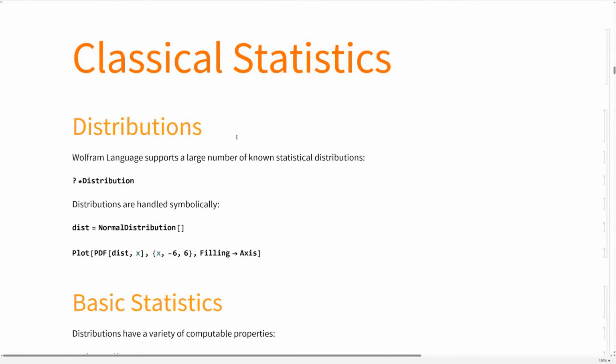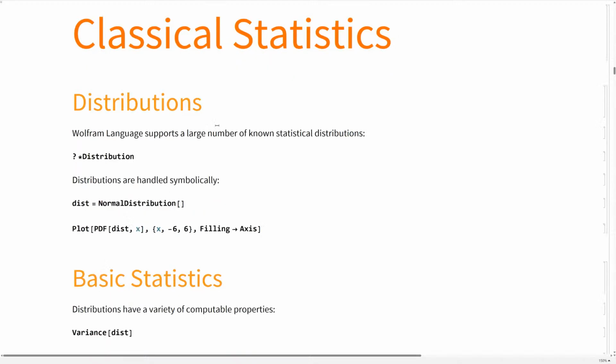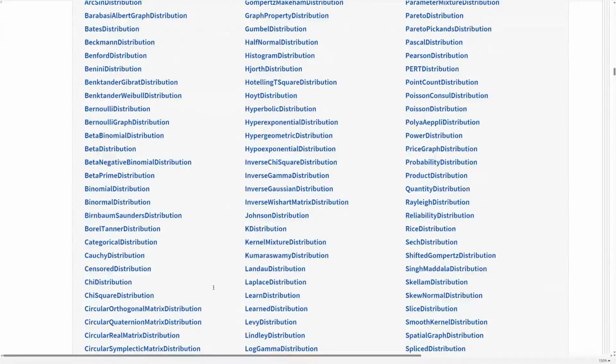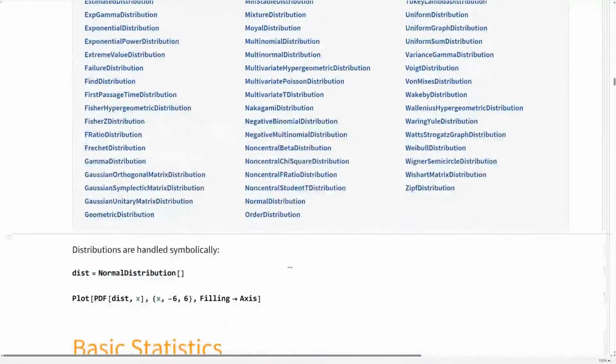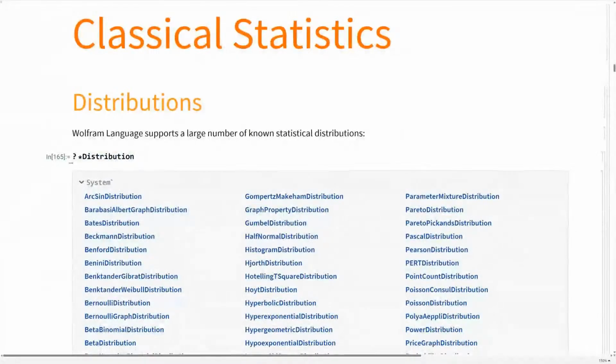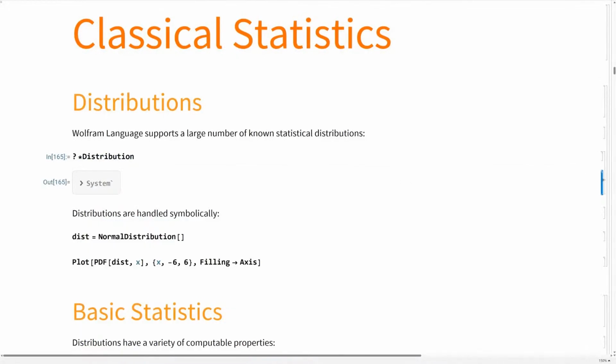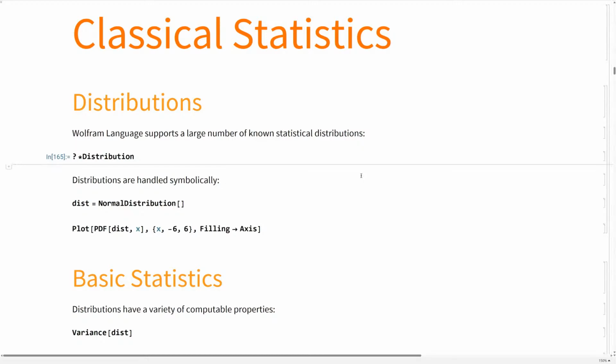Now let's talk about classical statistics. First of all, statistics is a lot about distributions, right? Wolfram language supports a large number of known statistical distributions, and we can see from here all the distributions that are already built in and supported. Last time I checked, there were about 170 distributions, but we do have regular updates of the language, so I would assume that there will be more to come.